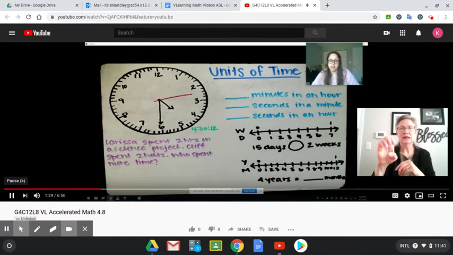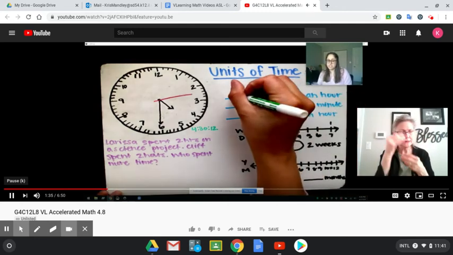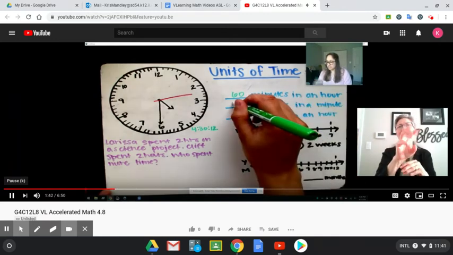Now let's think about how these units relate to each other. How many minutes are in an hour? You guys already know this. I don't need to go over that. There are 60 minutes in an hour. Now let's think how many seconds are in a minute. This you know as well. There are 60 seconds in a minute.